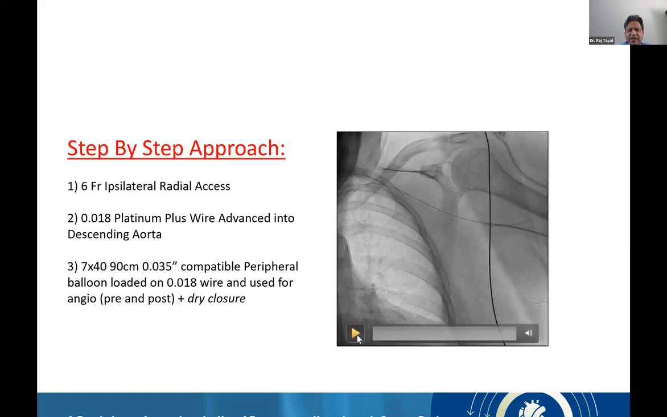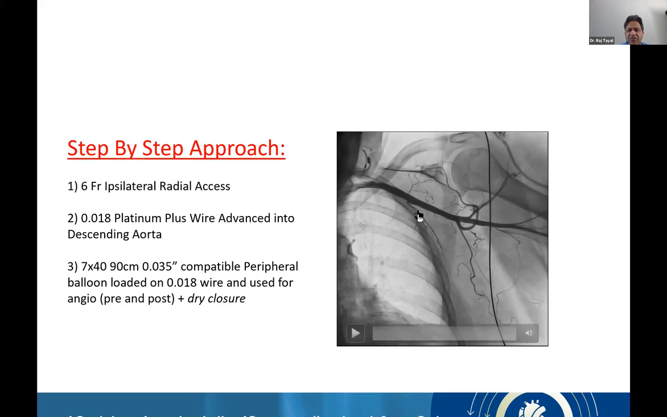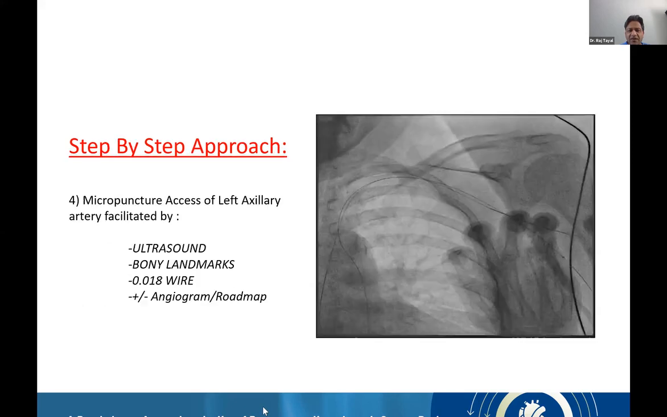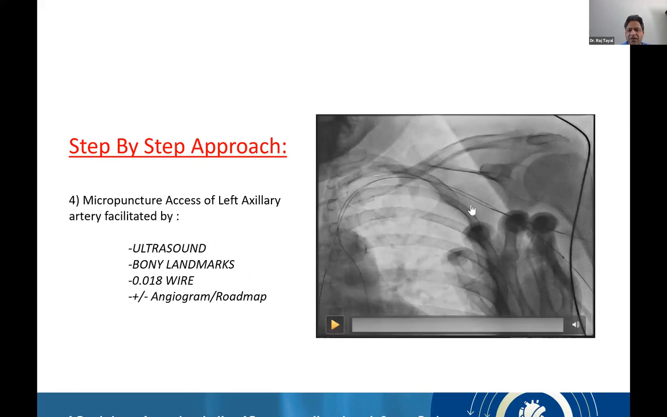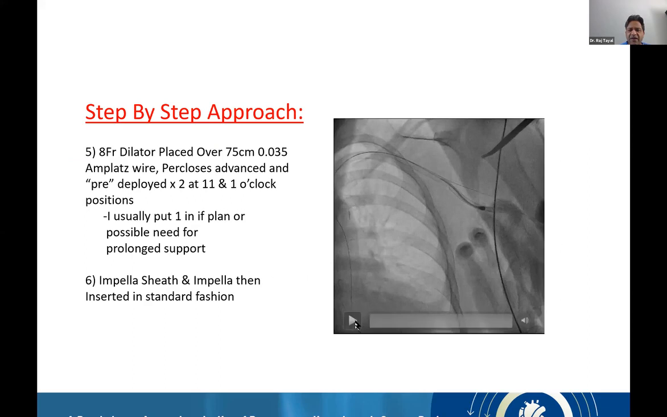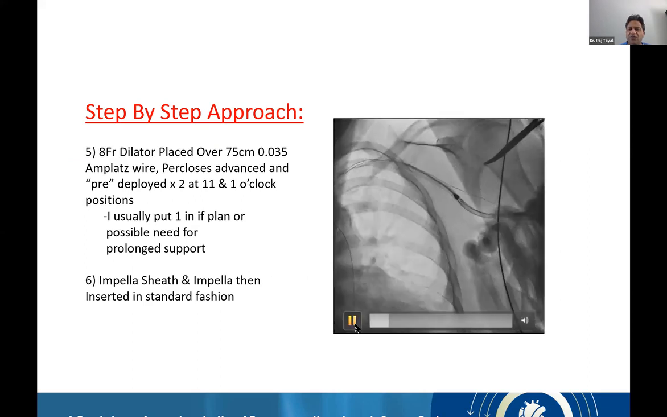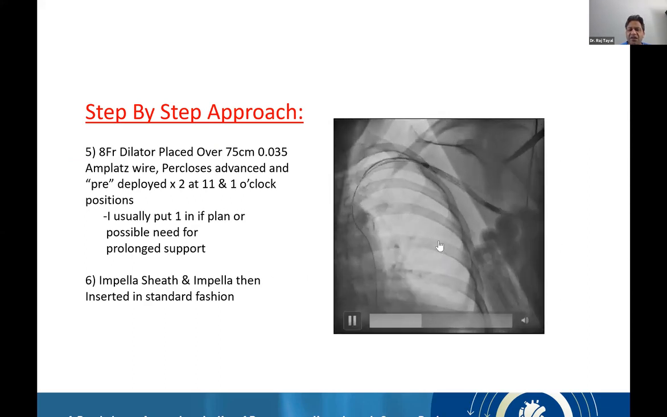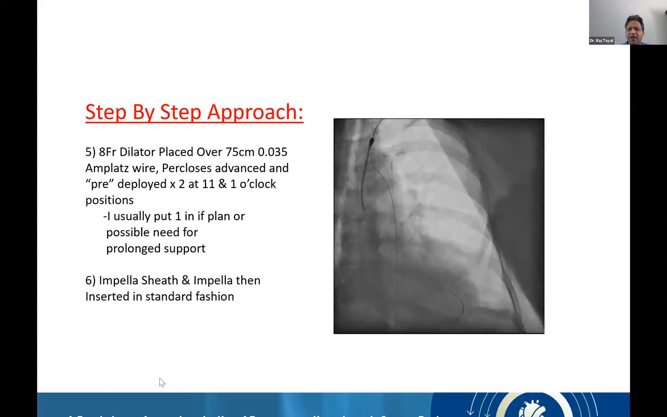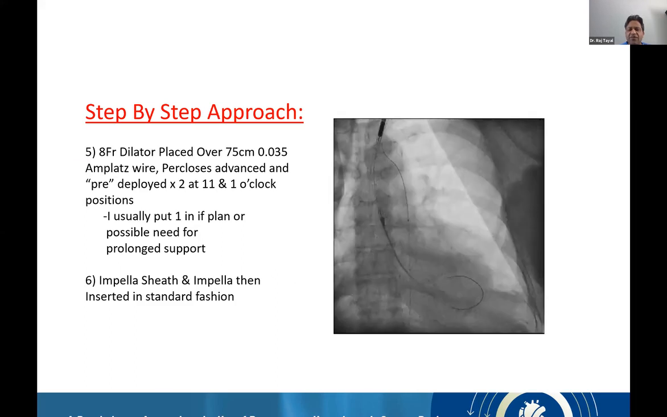We advanced a JR4 catheter and put an 018 wire, took an angiogram, highlighted the axillary anatomy. As you can see, here's the lateral thoracic, the subscapular circumflex vessels. We then obtained micropuncture access in the axillary artery under ultrasound and fluoroscopic guidance, as you can see highlighted here, and then used one perclose and then upsized the arteriotomy to a 14 French, and then went ahead and put our Impella device in through the left axillary artery.